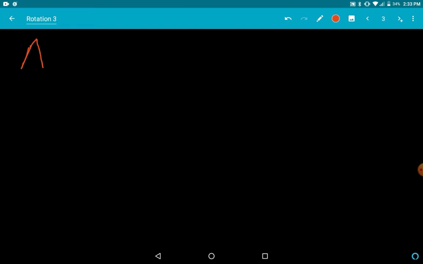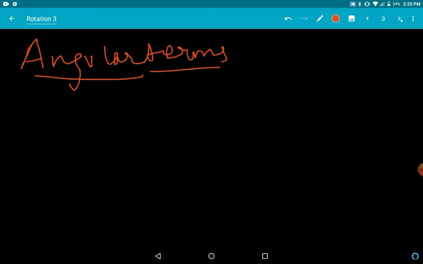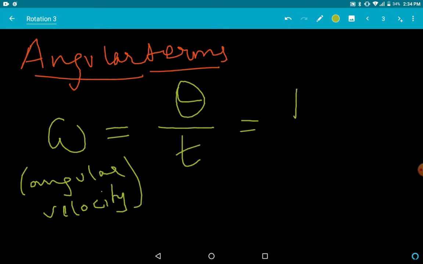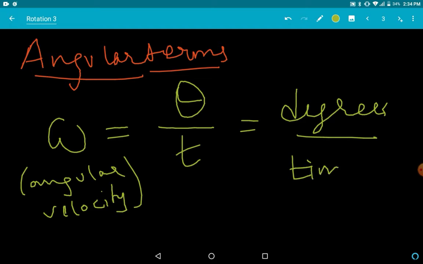So before starting with uniform circular motion, we should talk about the angular terms. You will not find this in the syllabus, but without this uniform circular motion is incomplete. So the first angular term is omega, the angular velocity, given by theta by t, where theta is the angle and t is the time.